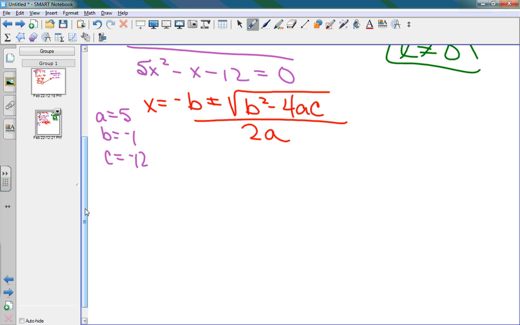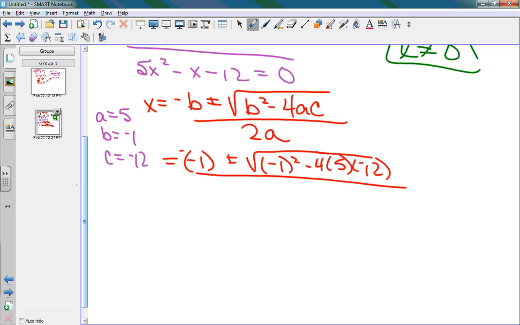B is negative 1. So I have a negative times a negative, plus or minus negative 1 squared, minus 4 times 5 times negative 12, all over 2 times 5. Wait, is that negative 1? Because what is a negative times a negative? A positive. 4 times 5 is 20. 20 times 12 is 240 over 10.